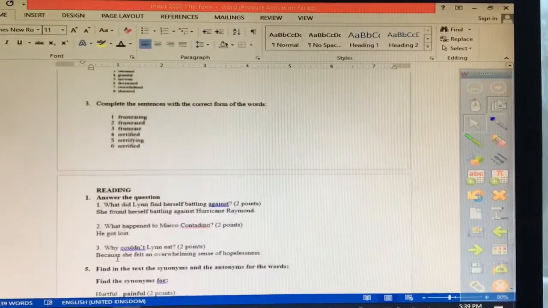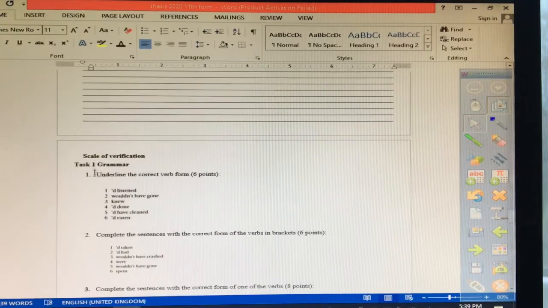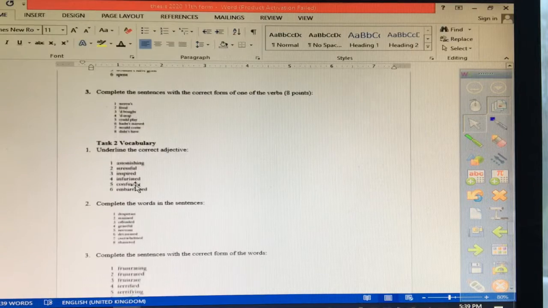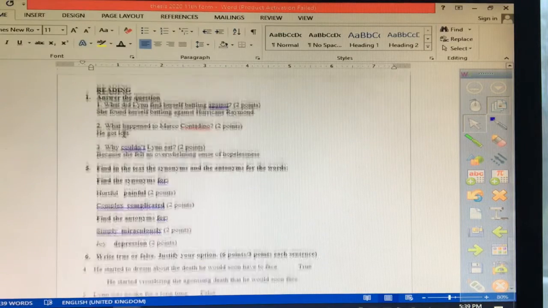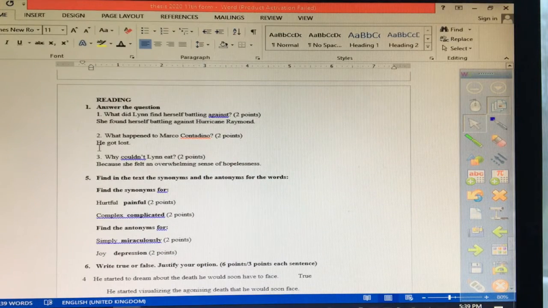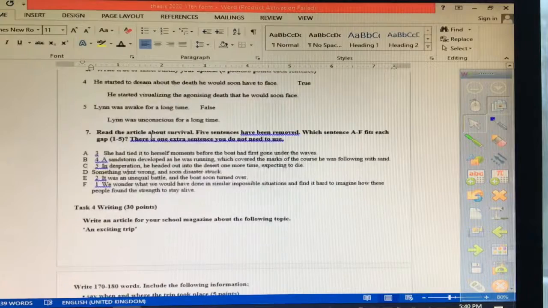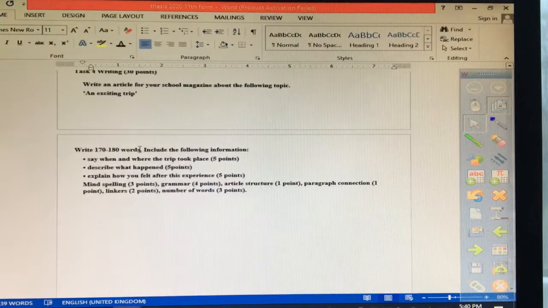Now that the task is complete, here we have the scale of verification, we have the grammar, underline the correct verb form, and we have the answers, completing here with the correct form and giving the correct form. We have for the adjectives, we have for the text answering, and we have here why, all of the questions being answered, and we have the points, also true or false, and the question. So for the writing, we have everything already given.